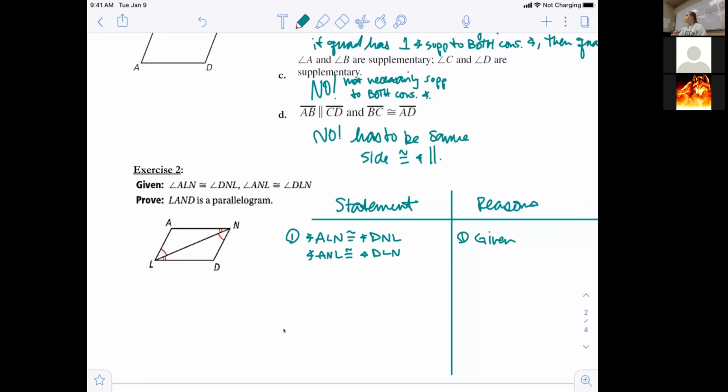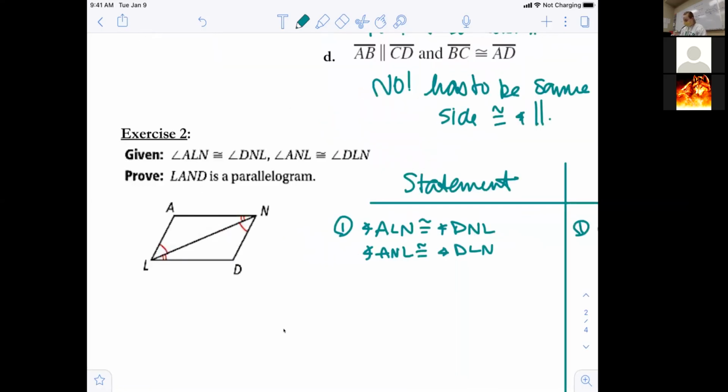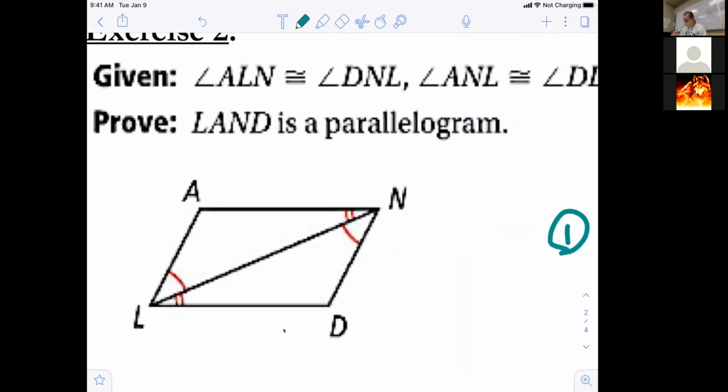All right. At this point, there's not a lot else to work off of. So I'm going to go to the picture and say, all right, picture, I hope you can help me out. I hope you can tell me what else I know that I can write down. I'm going to zoom into this picture and I see that I have ALN is congruent to DNL. If those angles are congruent, do you know what else we know?